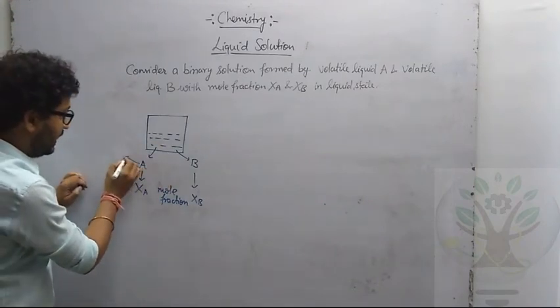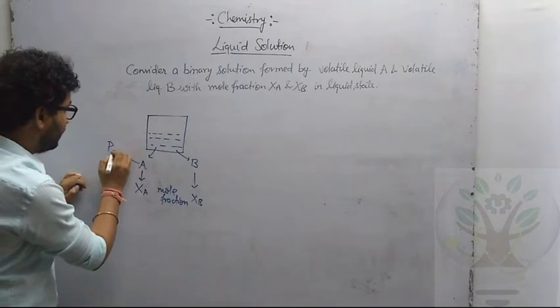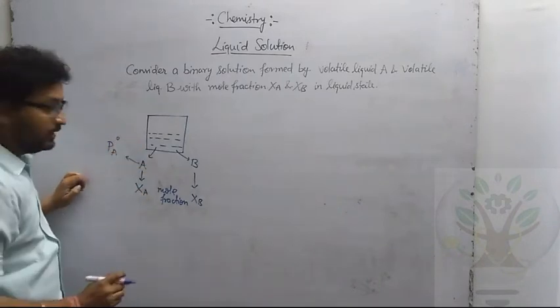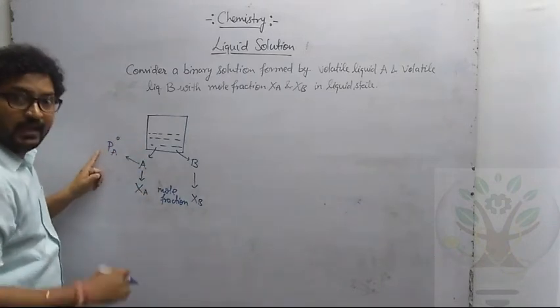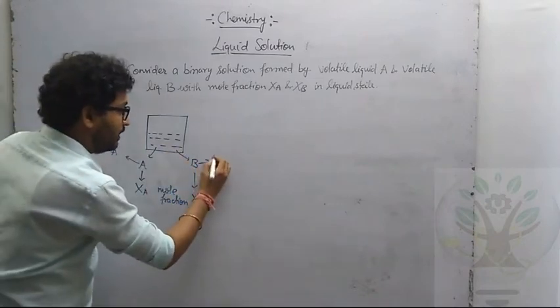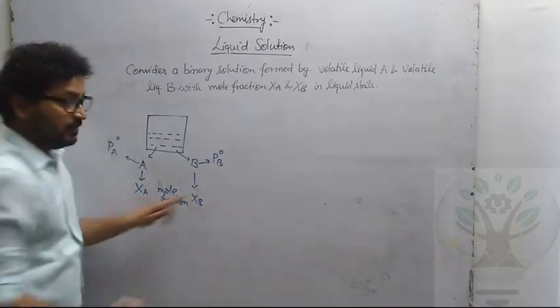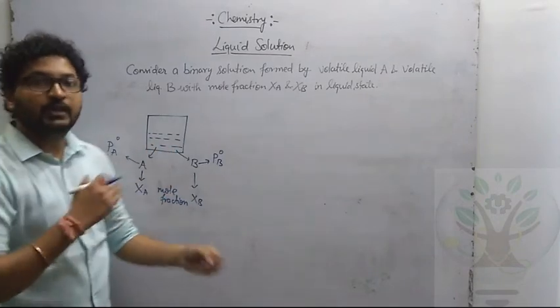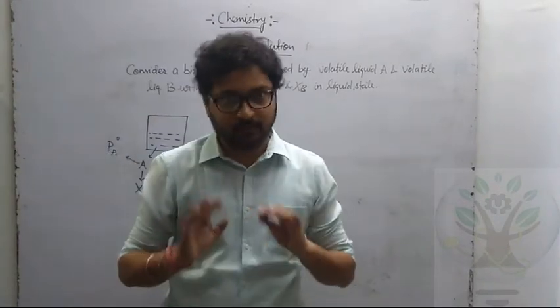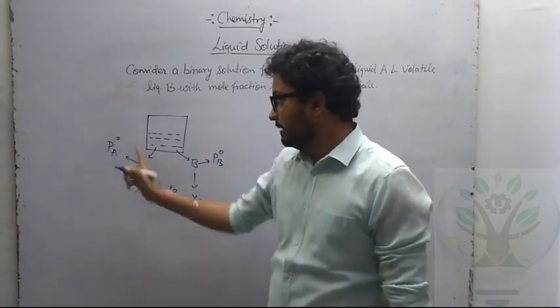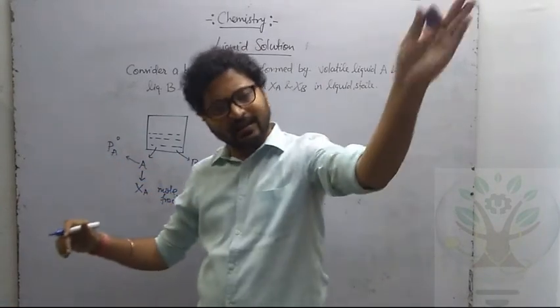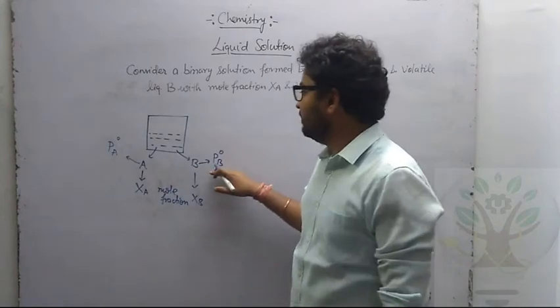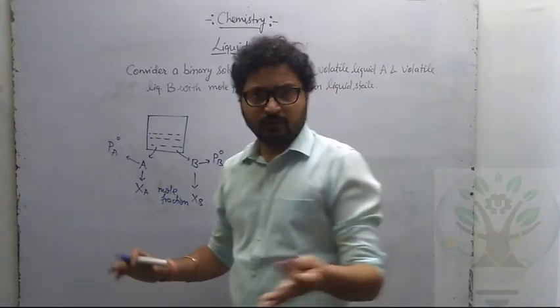One more thing I have done here. Let's say A has P naught A. What is P naught A? Vapor pressure of A in pure state. And what is P naught B? Vapor pressure of B in pure state. But since I have a solution, none of these two are in pure form. Neither of the two is in pure form. P naught A is the vapor pressure of pure A, we will calculate it separately. We'll calculate P naught B separately for B.